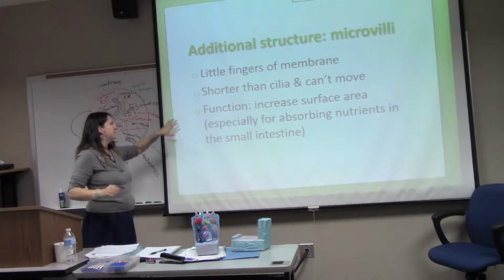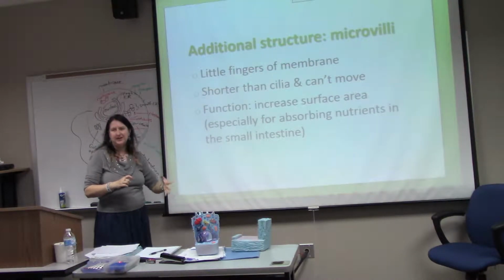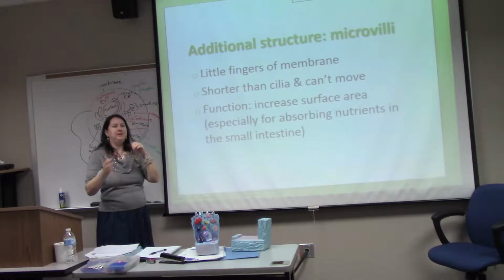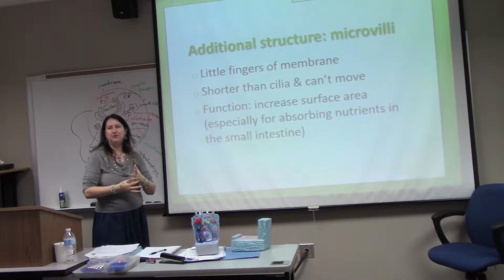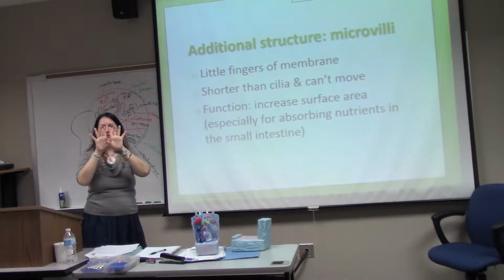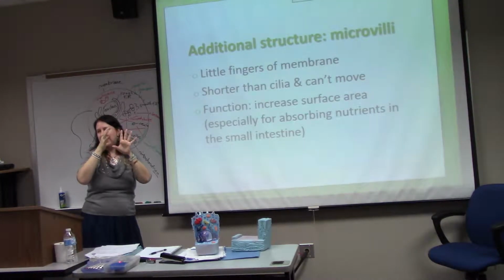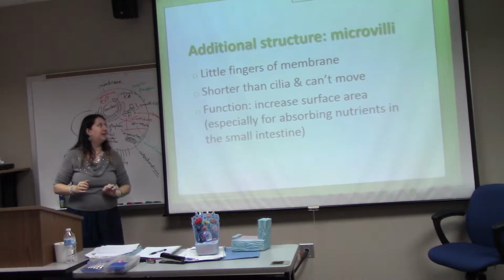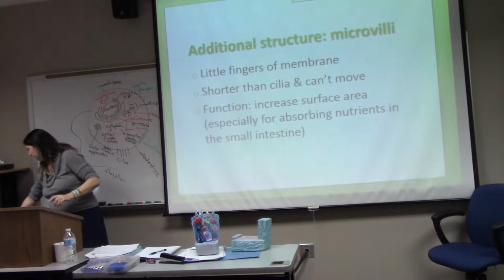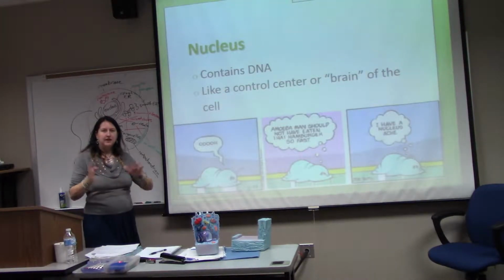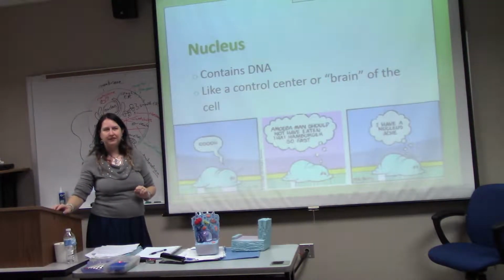The major place we have them is in the small intestine, where you digest and absorb the nutrients from your food. So that surface area gives more area for the food to touch and be taken in. Right. Any cytoskeleton questions?